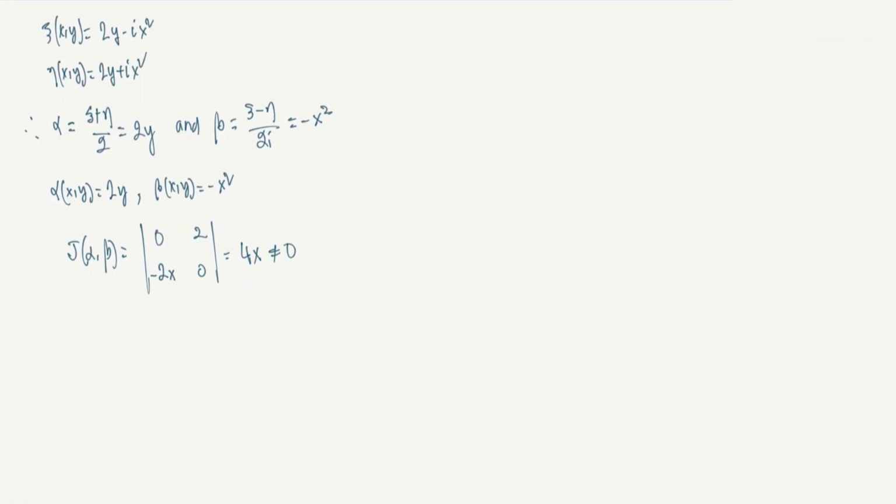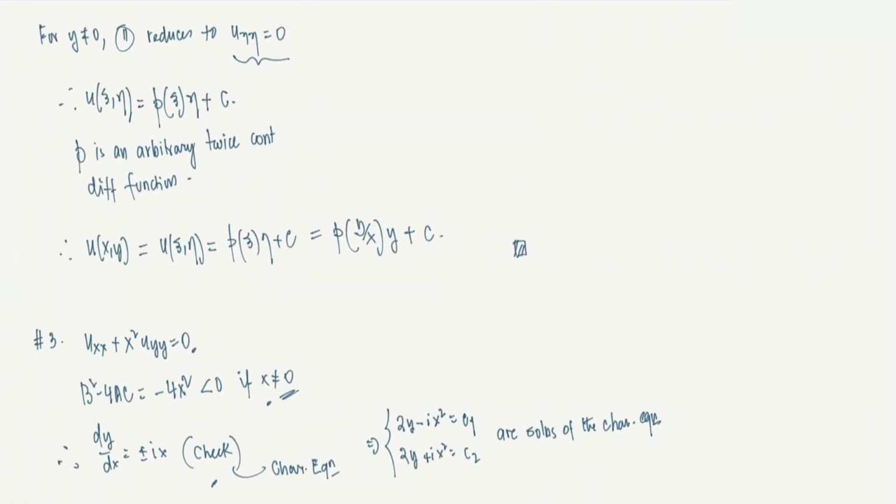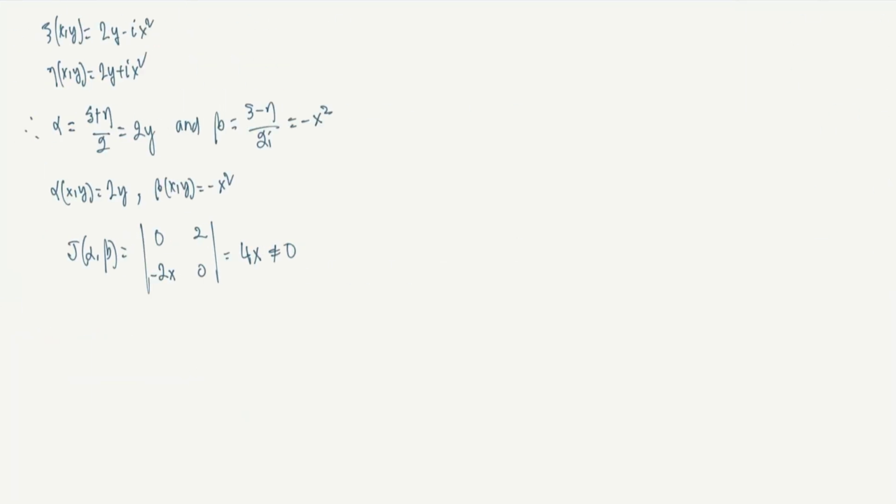So the Jacobian is not 0. See, x is not 0. Why? Because this is the region where the problem is elliptic. If x is 0, it will become parabolic. So in that region, it is parabolic. We are not interested in that. We are interested in the region where it is elliptic. So in the region x not 0, it is elliptic, and in that region, the Jacobian is also not 0. So this is a valid change of variable.